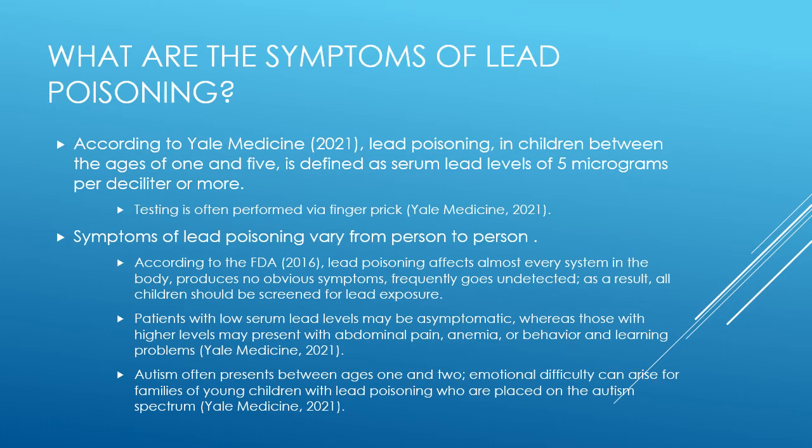Symptoms of lead poisoning vary from person to person. According to the FDA, lead poisoning affects almost every system in the body, produces no obvious symptoms, frequently goes undetected, and as a result, all children should be screened for lead exposure. Patients with low serum levels may be asymptomatic, whereas those with higher levels may present with abdominal pain, anemia, or behavior and learning problems. Autism often presents between ages of 1 and 2. Emotional difficulties can arise for families of young children with lead poisoning who are placed on the autistic spectrum.